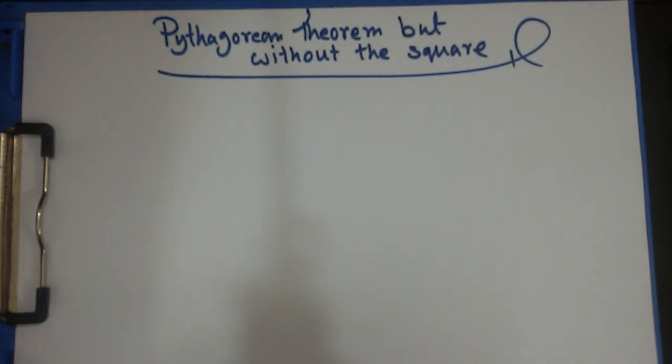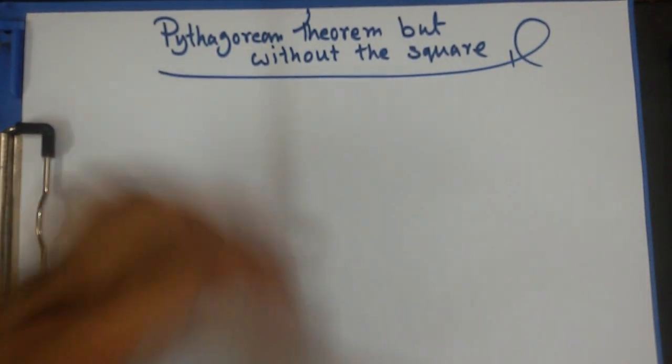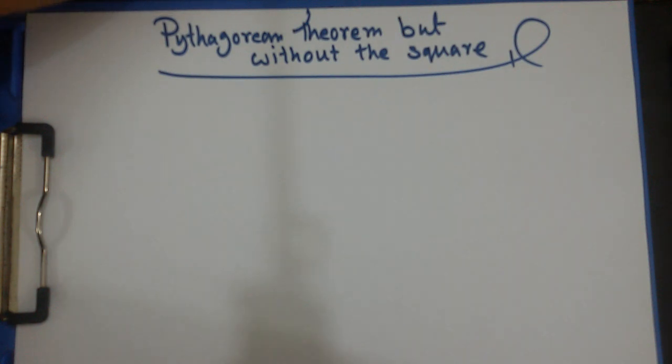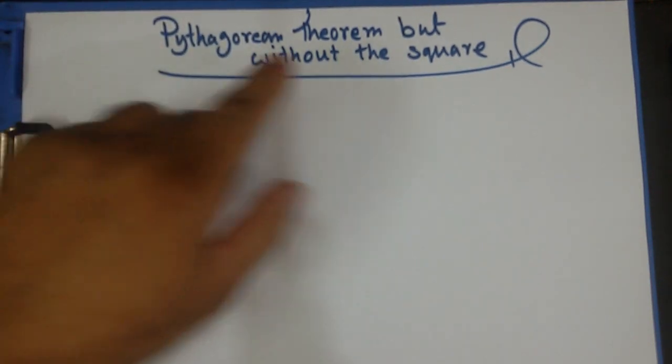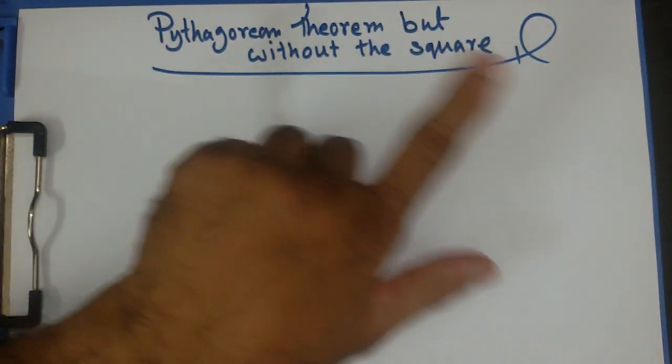Good morning, students. In today's lecture, I'll cover one of the topics. This is more like an observation, or finding out how this thing actually looks or behaves. Okay, the Pythagorean theorem, but without the square.